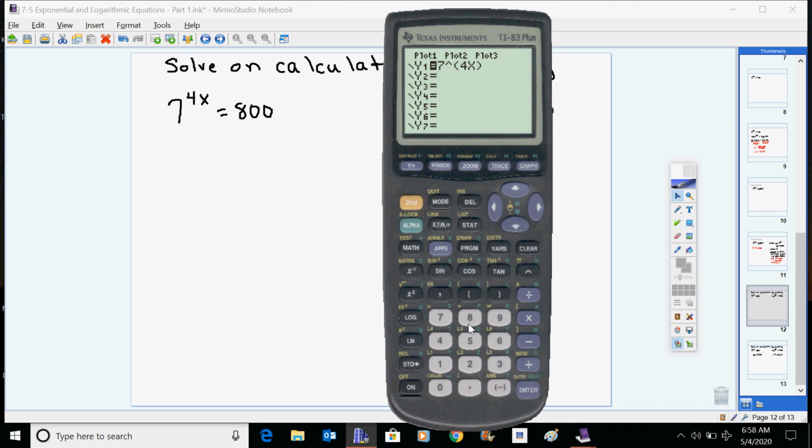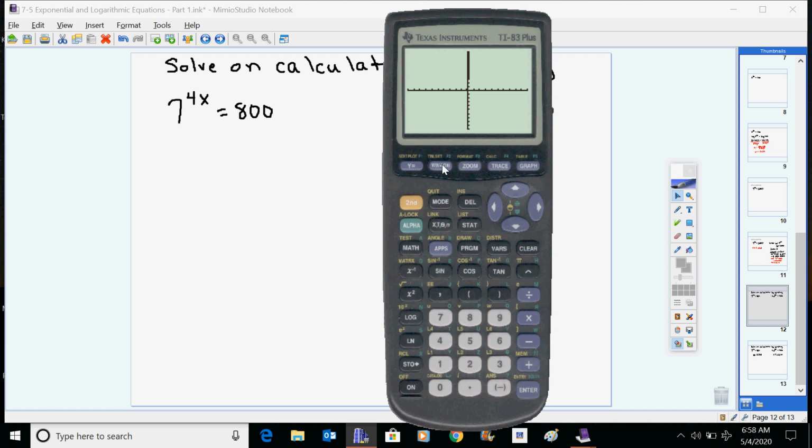And 800. And then we zoom 6 it. And do make sure, some of you, if you have an error, might mean that you've got something in your stats. So make sure your plots are off. There's always that to think about.